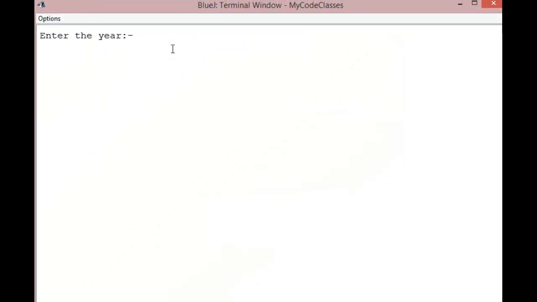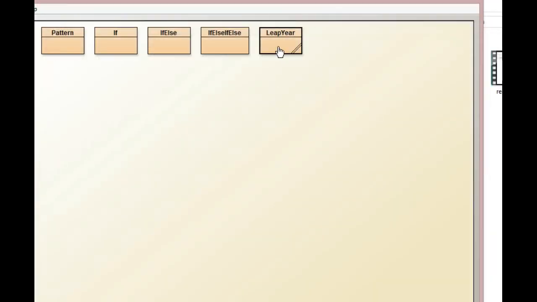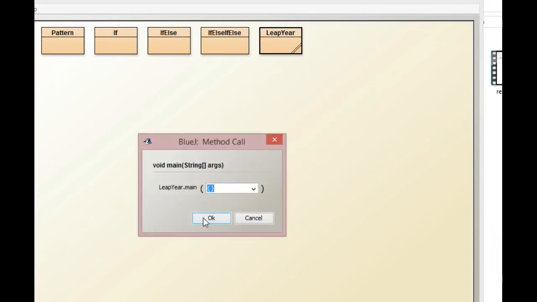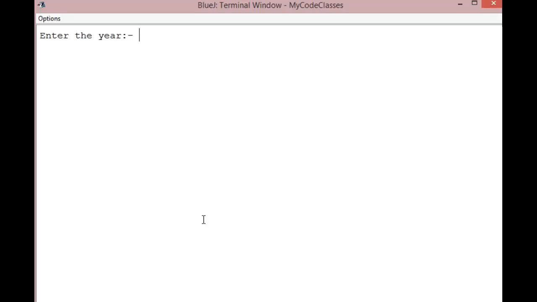I'll be checking whether the year 2019, the current year, is a leap year or not. So 2019 is not a leap year, it is saying. I will run it once more to confirm some other entries also. Now whether the year 2000 is a leap year or not. Yes, it is a leap year.